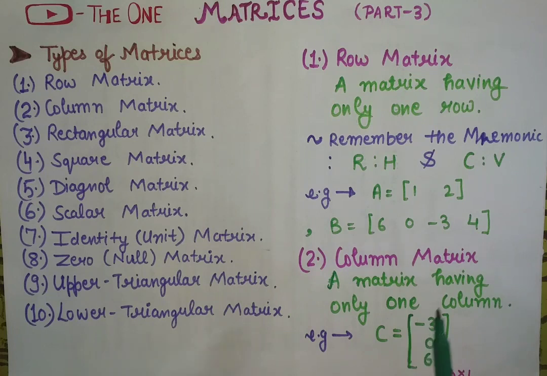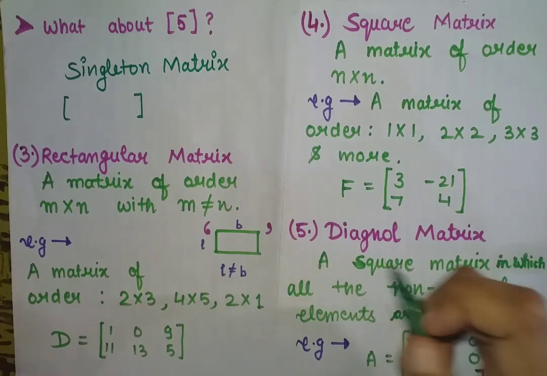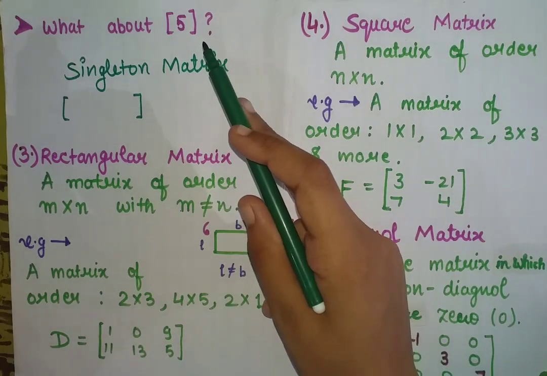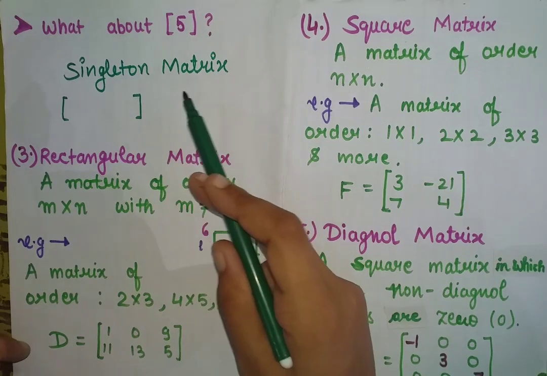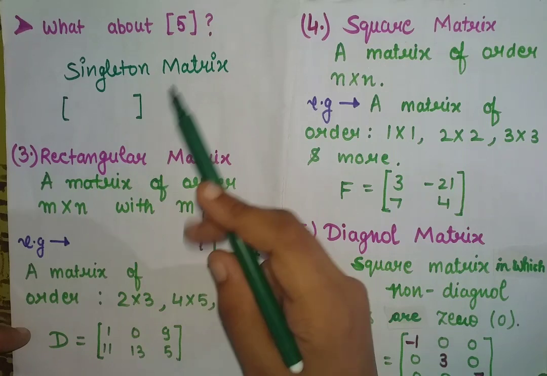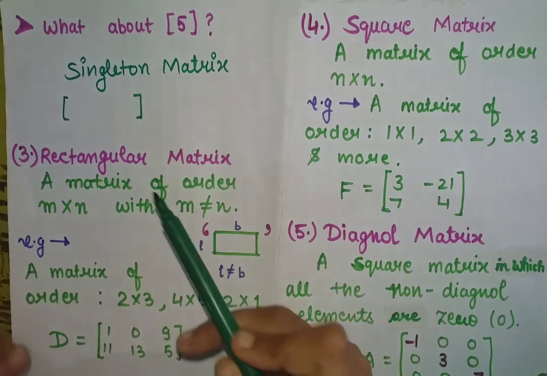Similarly, a matrix which has only one column is known as column matrix. Now what about this matrix? Is it a row matrix or a column matrix? The answer is this is both, also known as singleton matrix. Now answer its order in the comment.